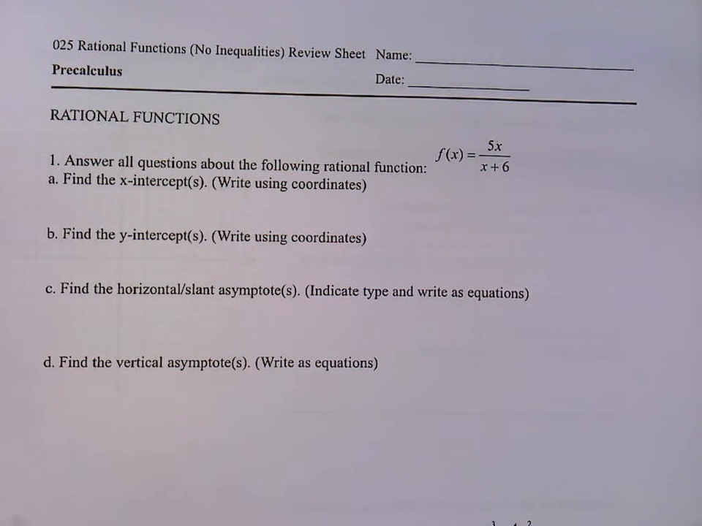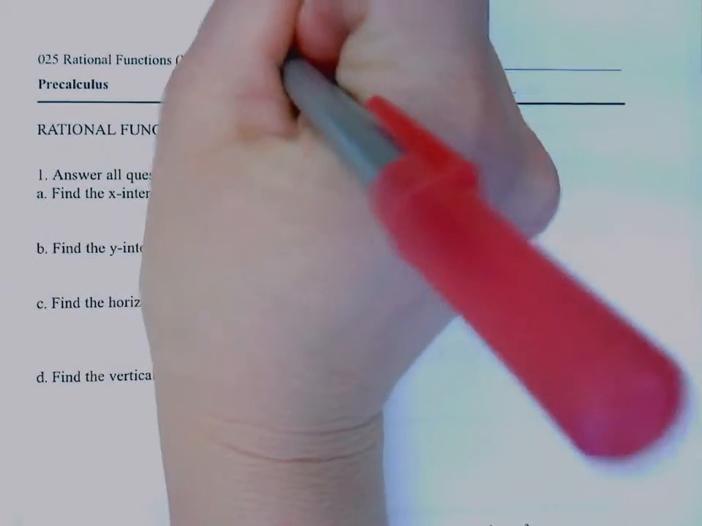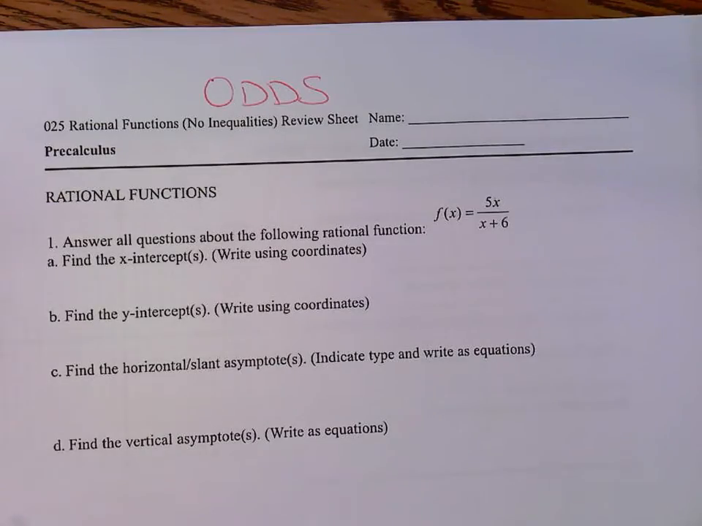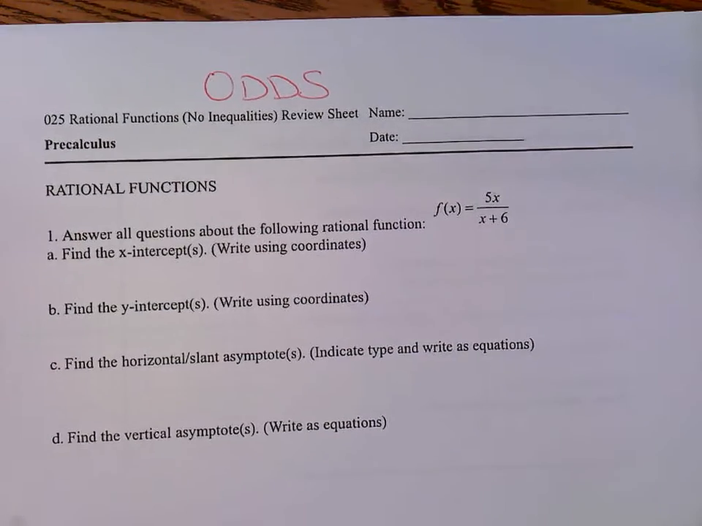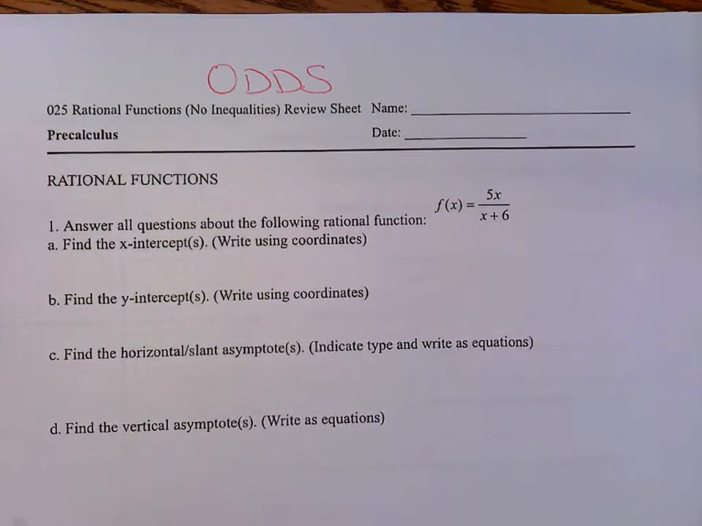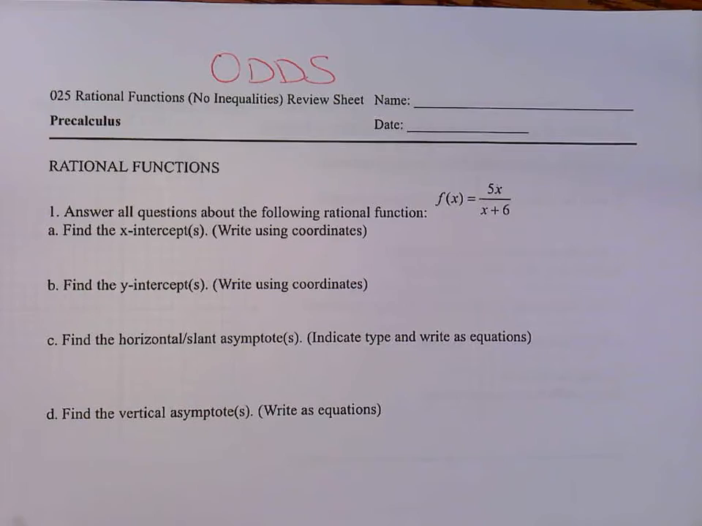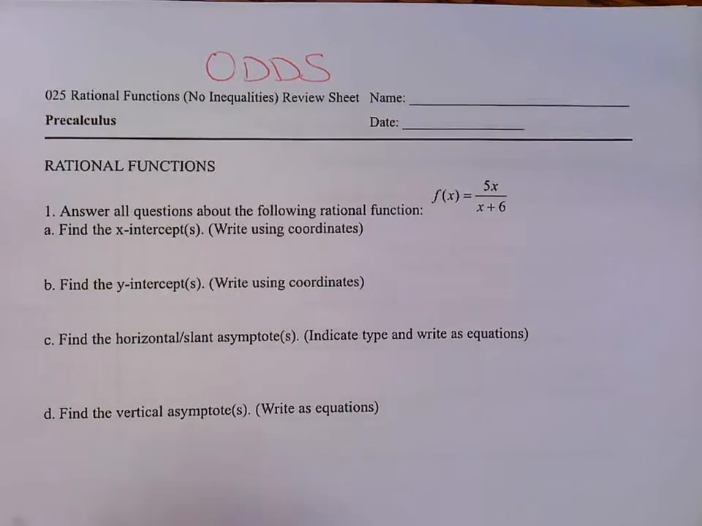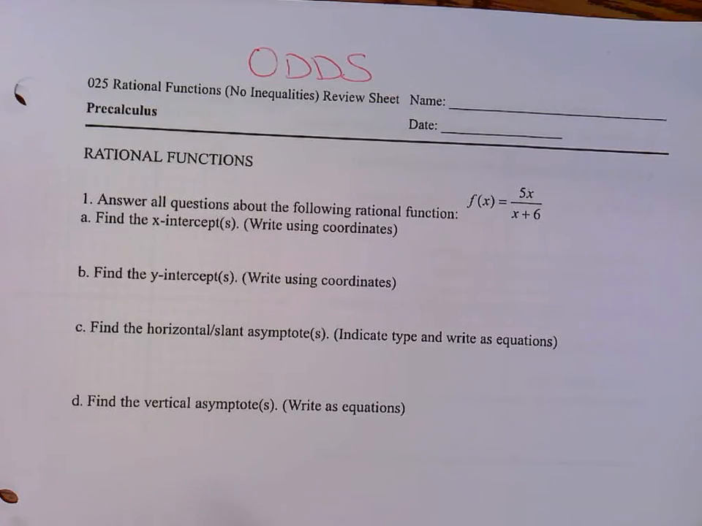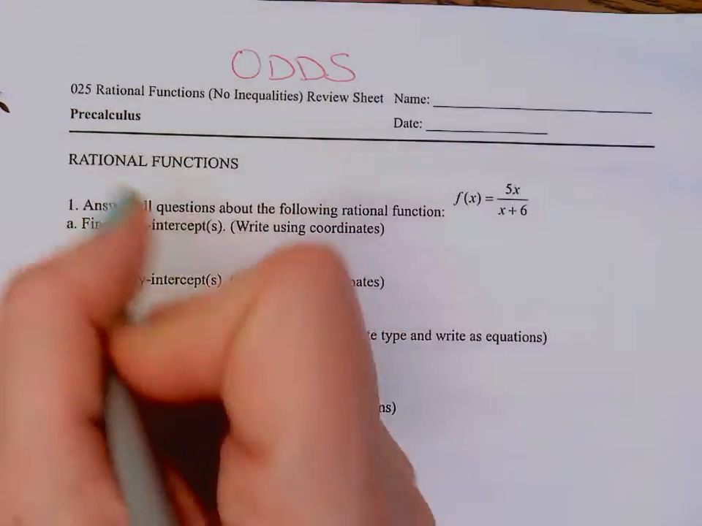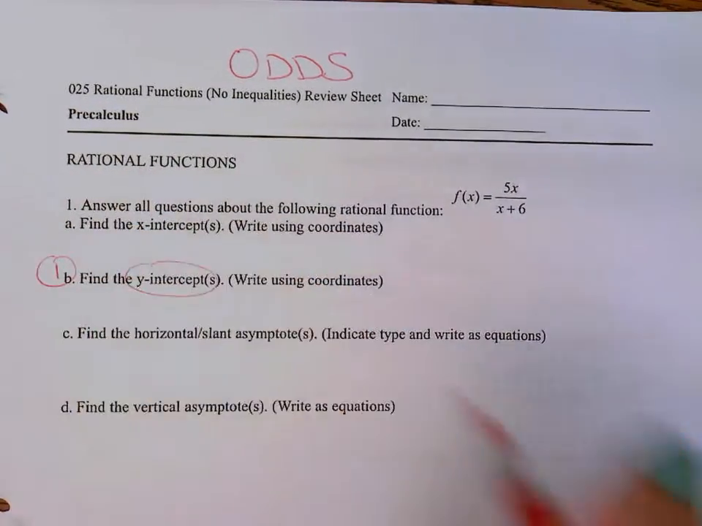All right, so I'm going to go through the odds on this 25 review. If you haven't done the odds, you can follow along and get the odds done, and then you can go back and do the evens to submit. I'm going to go through these questions in the order that we've been trying to work in. Step 1 is to find the y-intercept.